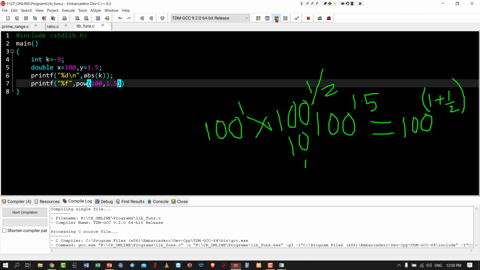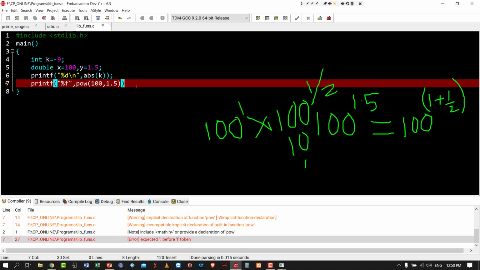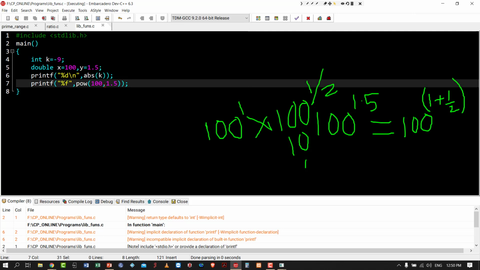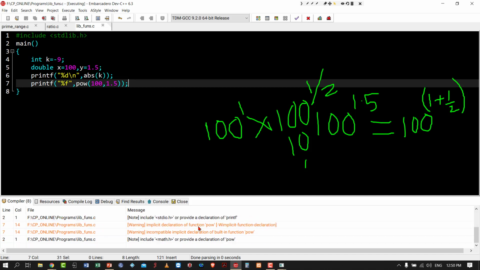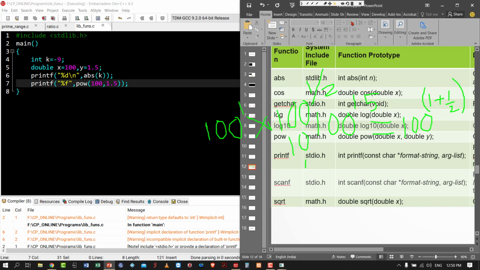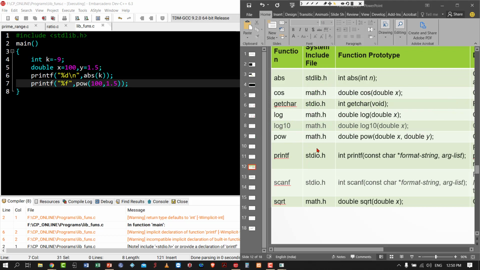Let me check the output. Here also I missed the semicolon. So I got the value of 1000. I hope you understood pow. Here also there is a warning, implicit declaration of function printf. Okay, we will come back to printf. So I hope you understood that one, pow. Then printf.